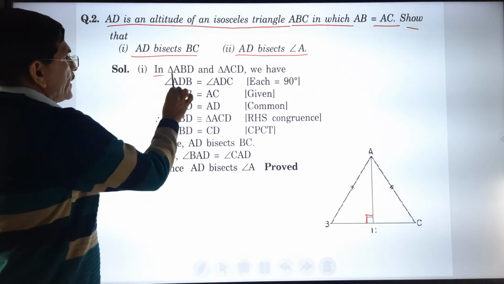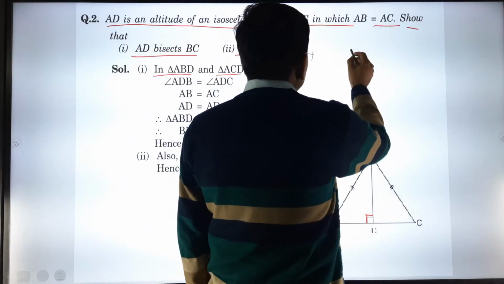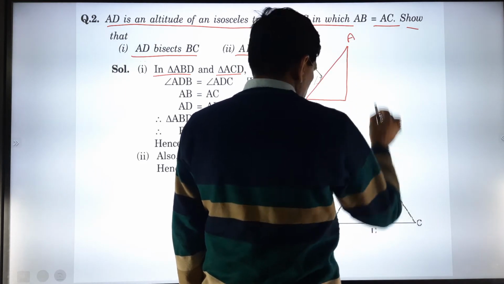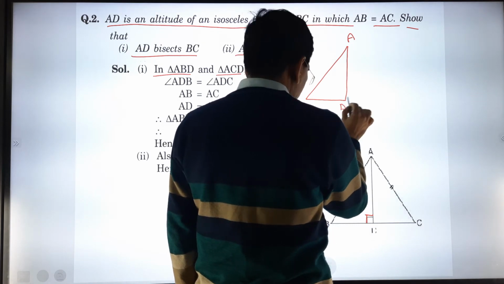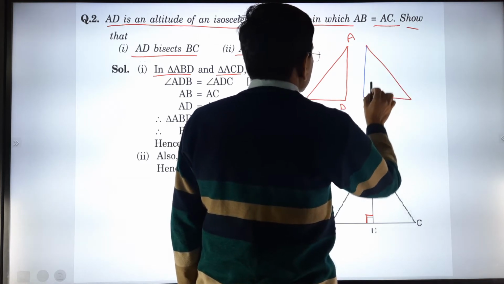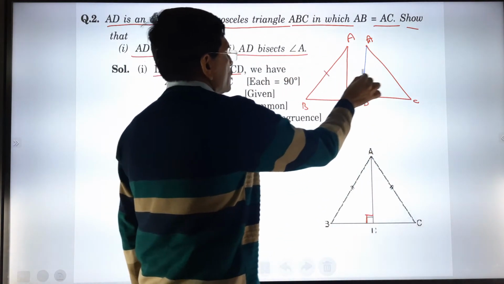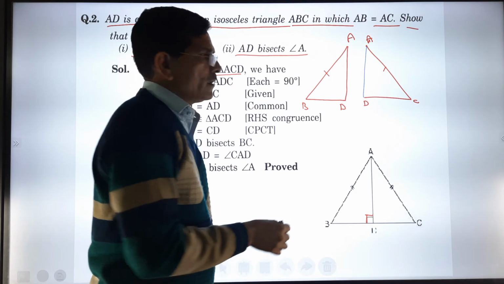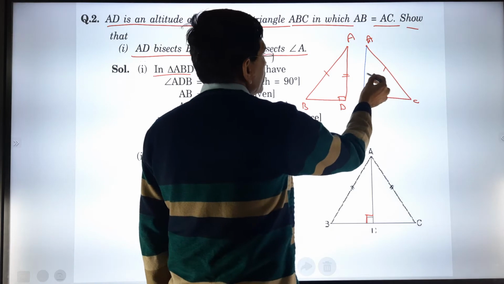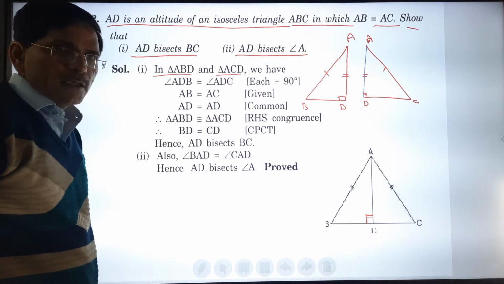So we can use the RHS rule here. Now triangle ABD and triangle ACD. I draw one triangle ABD and triangle ACD. Now the triangle is isosceles, so these two sides are equal. Again altitude is there, so 90 degrees. And AD is common. So we say that these two triangles are congruent.